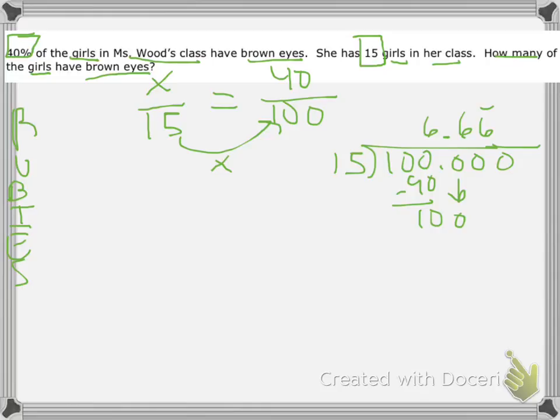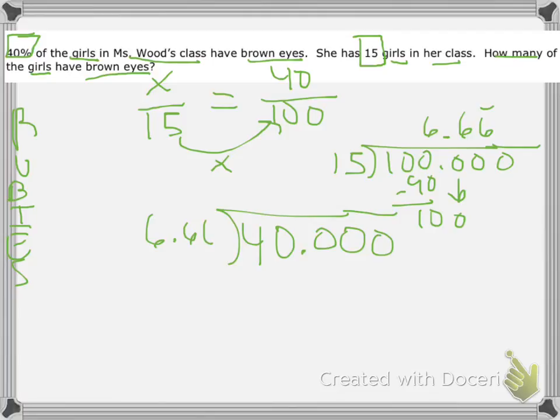Well, now that I know that, I'm multiplying 15 times 6 and 66 hundredths. Well, I'm going to divide 40 by 6 and 66 hundredths to find out what my x is equal to. So 40 divided, always make sure we have our extra 3 zeros, divided by 6 and 66 hundredths. Well, since I can't divide by decimals, I'm going to move my decimal over twice.